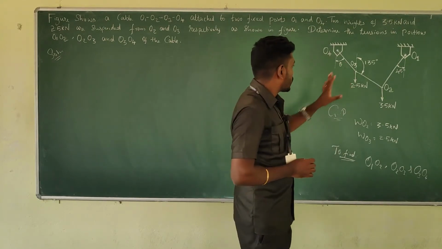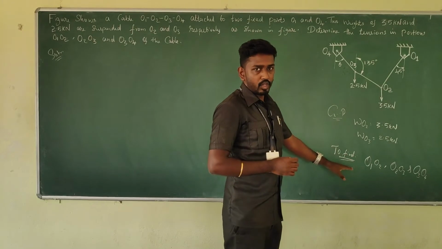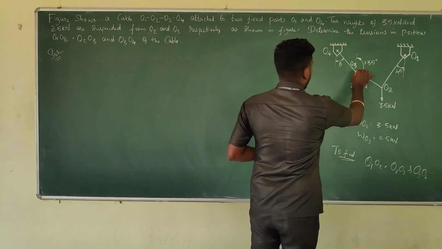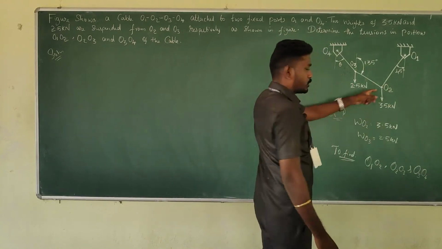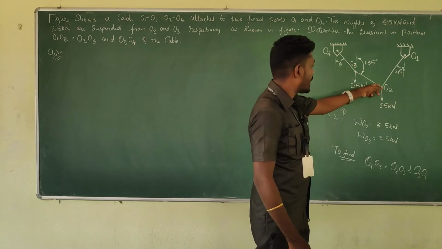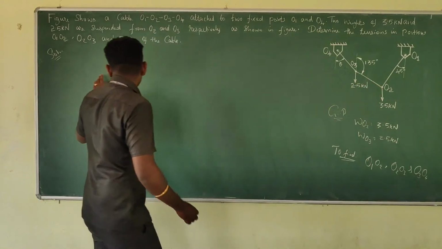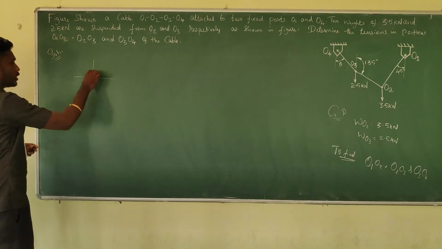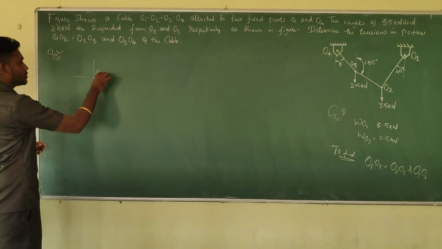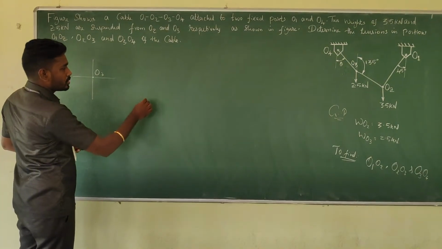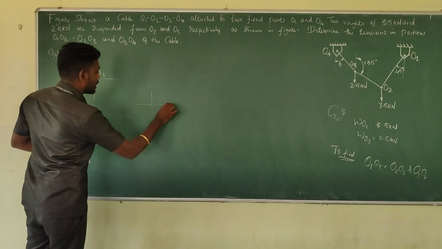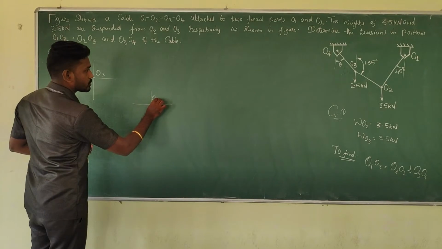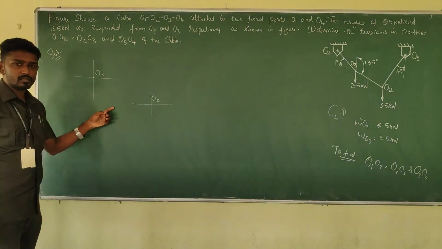In order to identify the tension force in the cables, I am going to take the point O3 and O2. So if I draw the free body diagram, in O3 I am going to have the cross line, and at O2 as well I am going to draw a cross line in order to specify all the forces. This is O2. This is how.